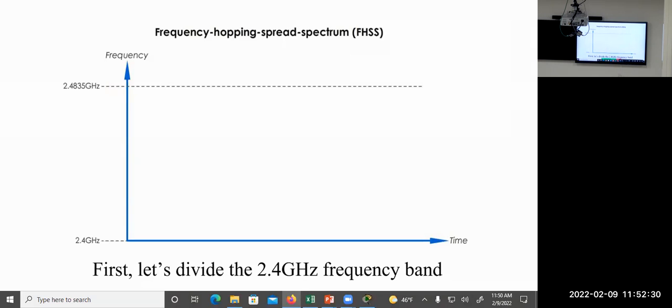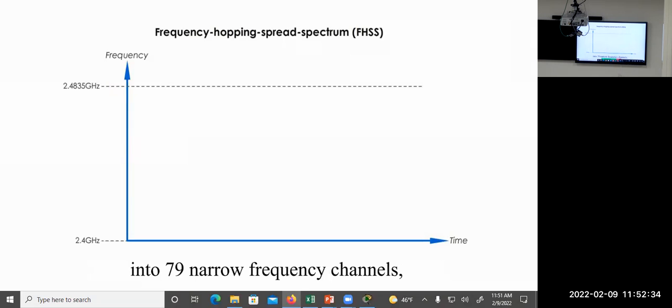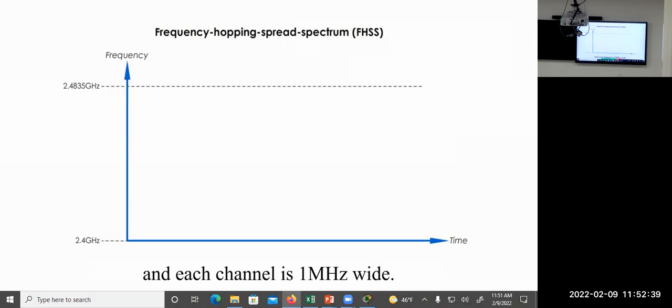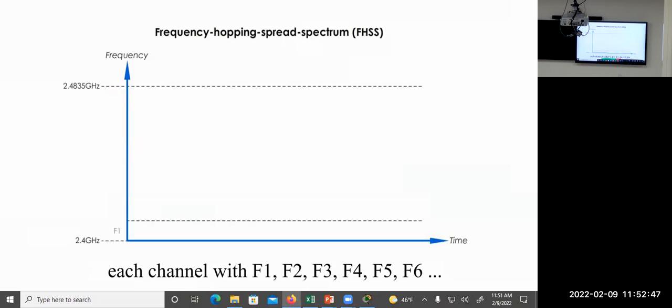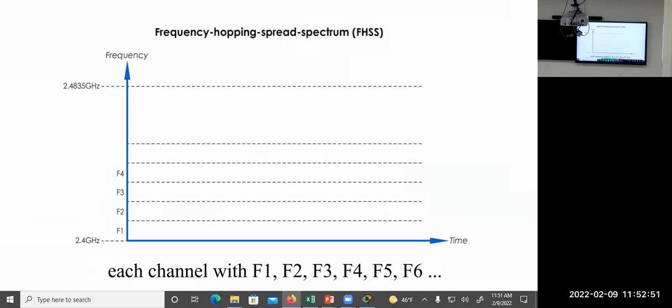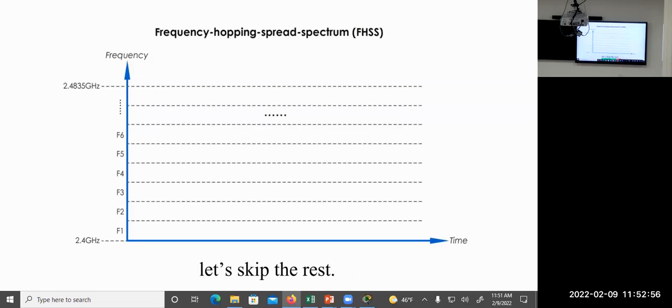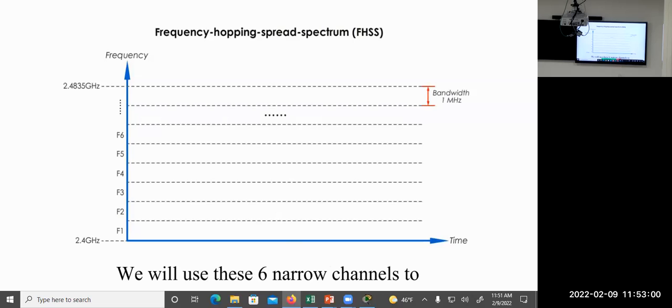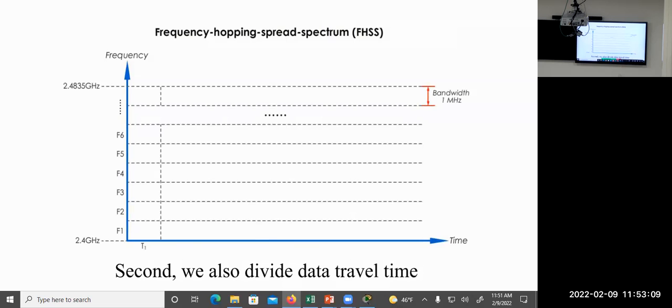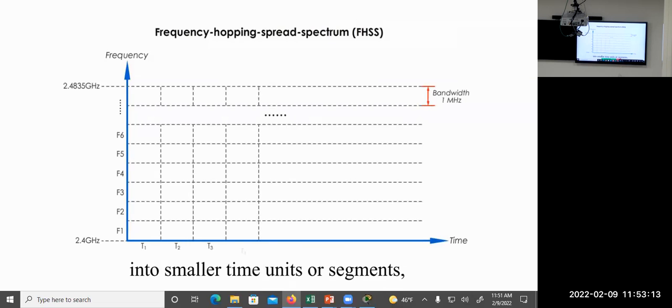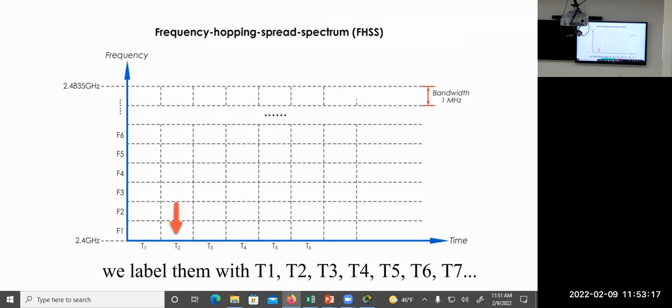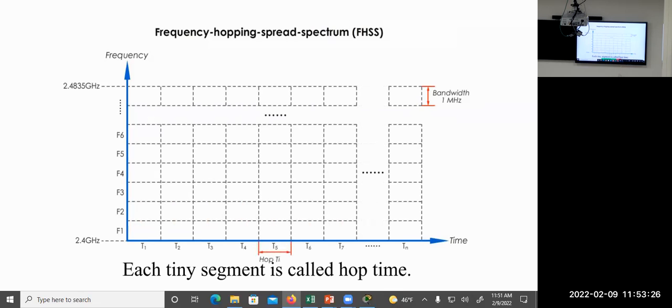First, let's divide the 2.4 GHz frequency band into 79 narrow frequency channels, and each channel is 1 MHz wide. Starting from the bottom, we label each channel with F1, F2, F3, F4, F5, F6, and so on. Let's skip the rest. We will use these 6 narrow channels to demonstrate how FHSS works. Second, we also divide data travel time into smaller time units or segments, and we label them with T1, T2, T3, T4, T5, T6, T7, and so on. We skip the rest. Each tiny segment is called hop time.